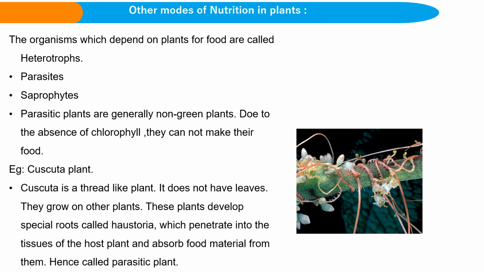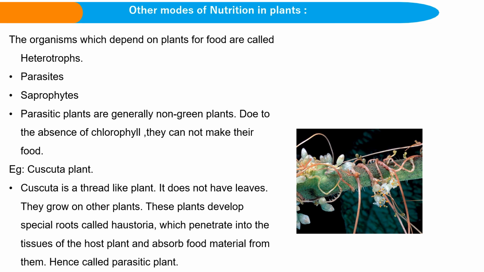Parasites are generally non-green plants. Due to the absence of chlorophyll, they cannot make their own food. Example, cuscuta. Cuscuta is a thread-like plant. It doesn't possess any leaves and hence chlorophyll is absent. So, the other plants on which cuscuta grows are called host plants. And cuscuta develops some special roots called haustoria. These haustoria penetrate into the tissues of the host plant and absorb food material from them.